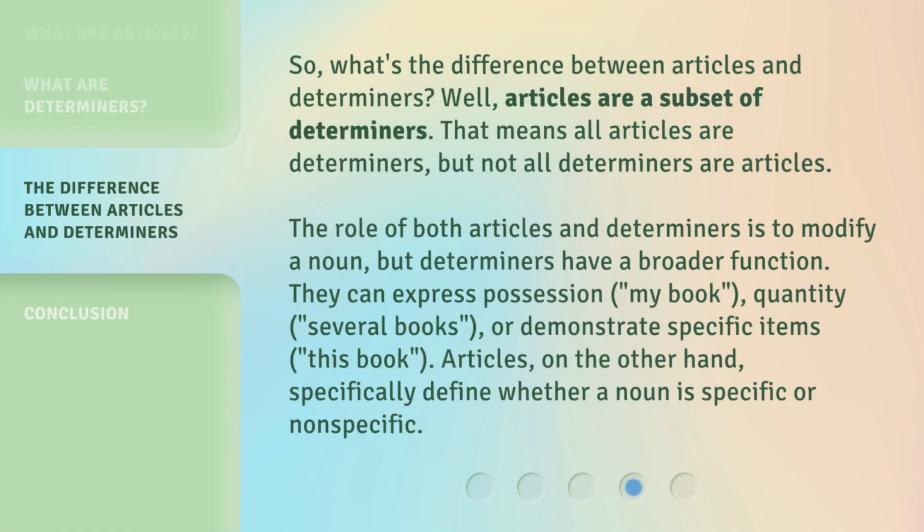So, what's the difference between articles and determiners? Well, articles are a subset of determiners. That means all articles are determiners, but not all determiners are articles. The role of both articles and determiners is to modify a noun, but determiners have a broader function. They can express possession, my book, quantity, several books, or demonstrate specific items, this book. Articles, on the other hand, specifically define whether a noun is specific or non-specific.